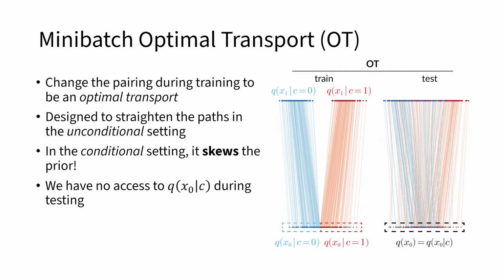However, in the conditional setting, this skews the prior. Specifically, we are now sampling from Q(x0|C). However, we have no access to Q(x0|C) during testing. Instead, we can only sample from Q(x0). This mismatch between training and testing leads to a degradation in the obtained samples, as shown in the illustration on the right. As we can see, the samples that we obtained do not match the target distribution.